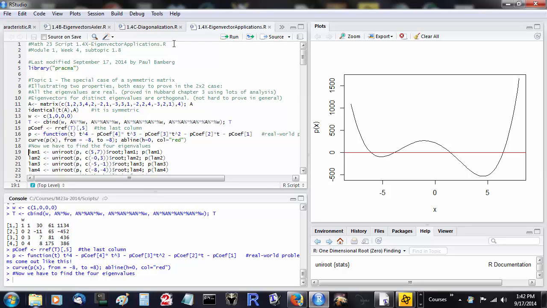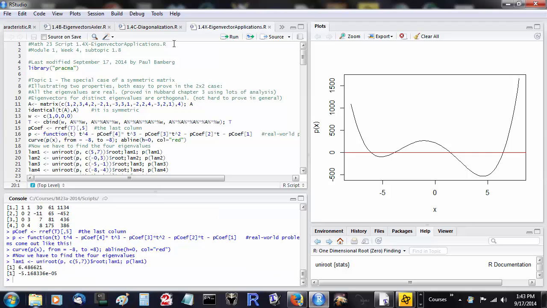Fortunately, R has a built-in function named uniroot. And if I say I want to find the solution to P of x equals 0, where x lies in the interval from 5 to 7, it's clear from the graph that the root is somewhere in between 5 and 7. And I ask for the $root result of uniroot. That's my first eigenvalue.